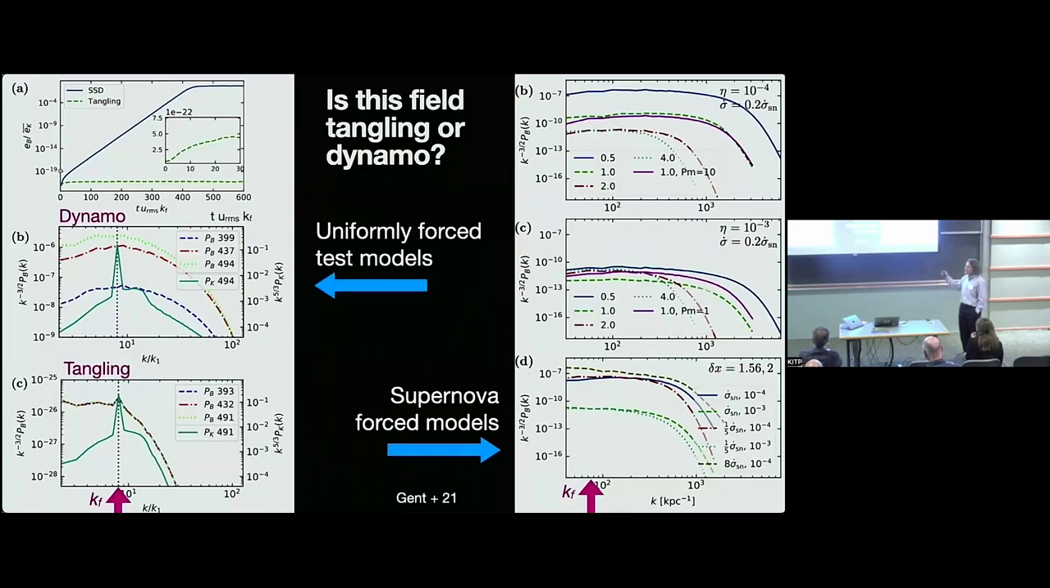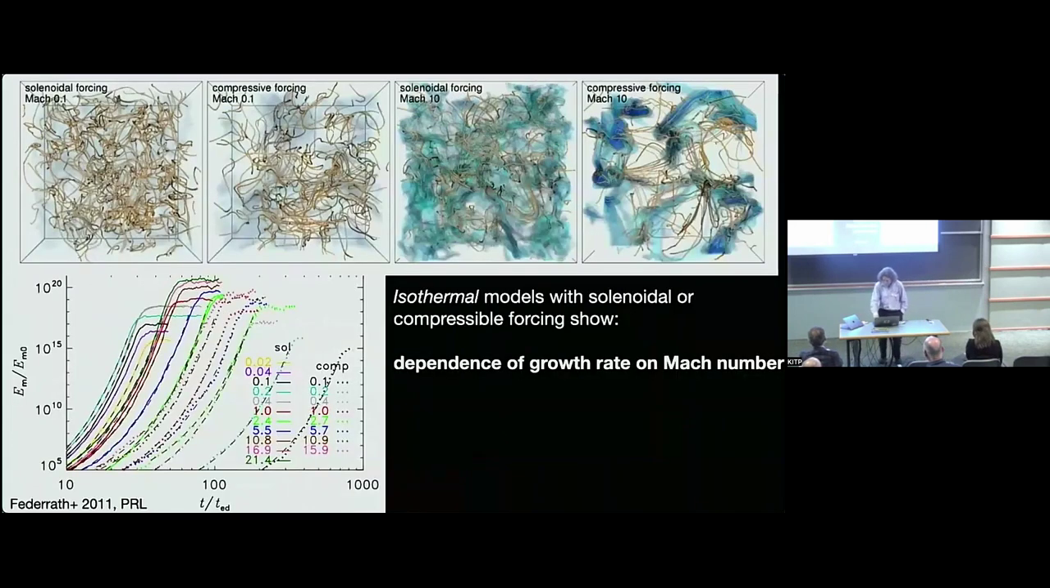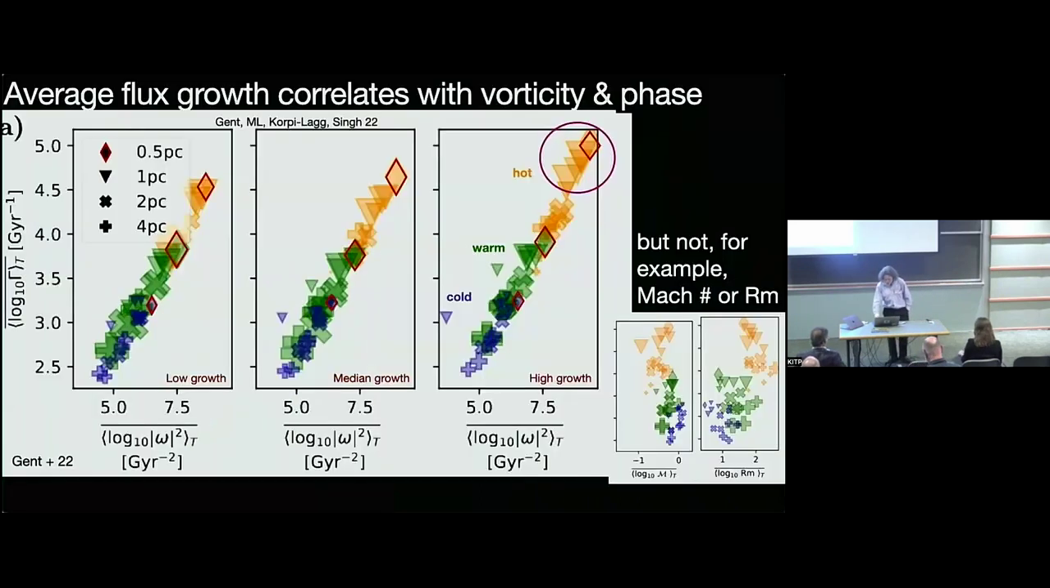If we look at our supernova-driven boxes, here's the effective forcing scale of supernova-driven turbulence, somewhere around 100 parsecs, and there's plenty of power below. This is not tangling. A couple of years ago, Christoph Federrath argued using isothermal models that there was a strong dependence. Okay, it was several years ago, sorry. That there was a strong dependence of SSD growth rate on the Mach number using either solenoidal or compressible flow. So we went looking for that as well.